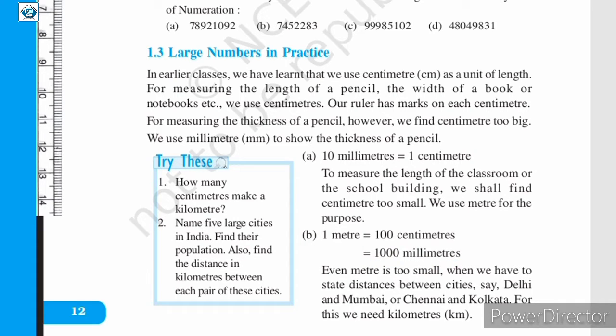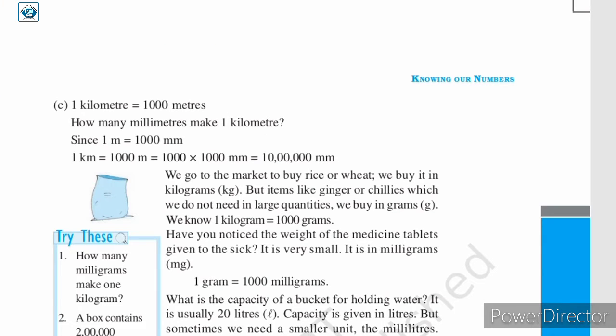But consider even larger distance. If you were traveling from one city to other and if you need to know the distance between those two cities like Delhi and Mumbai or Chennai and Kolkata, for this we need a larger unit such as kilometer because meter will be too small. And here we are given the conversion of kilometer. 1 kilometer is equal to 1000 meters.